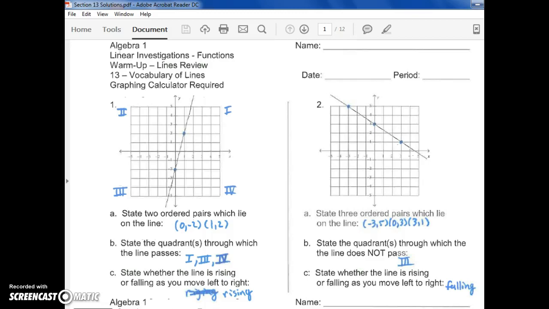Section 13 is the vocabulary of lines. In the warm-up, we're asked to review some of the information we already know about lines. So in question number 1, part A, it says state two ordered pairs which lie in the line.